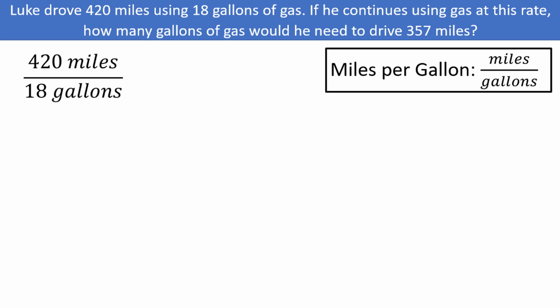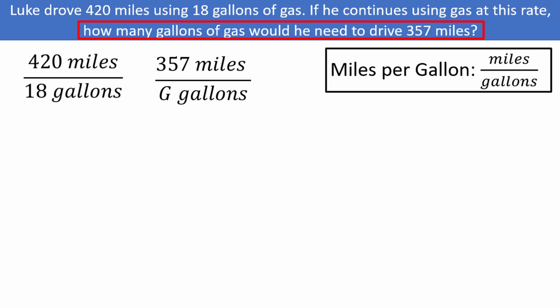We want to know if 357 miles were driven, how many gallons of gas would be used. So the second piece of information is just another ratio of miles per gallon, but we are missing the gallons part. That means we must have 357 miles divided by G gallons.